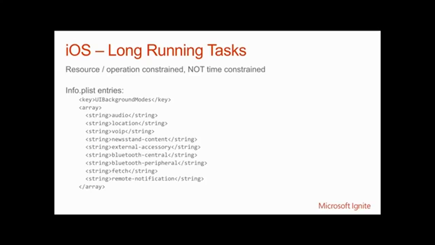We can kick off something to continue playing audio after our app is shut down. We can carry on tracking location. We can have something for voice over IP, and there's various other options. Continue to communicate with a Bluetooth LE device, and a number of other things. So we'll take a look at a handful of those.